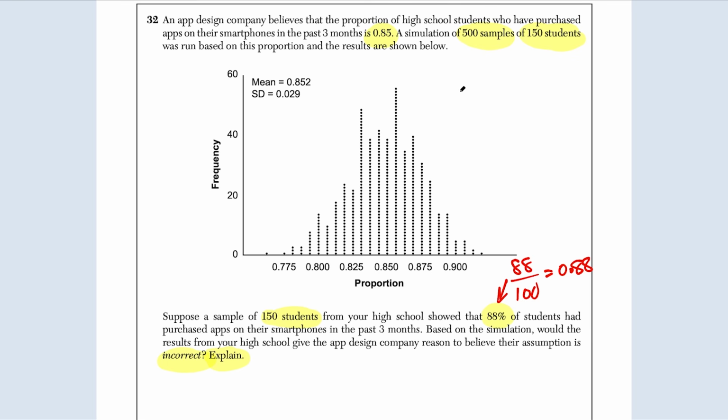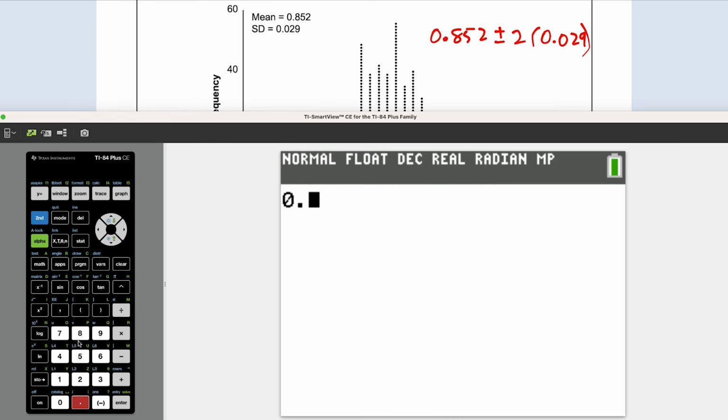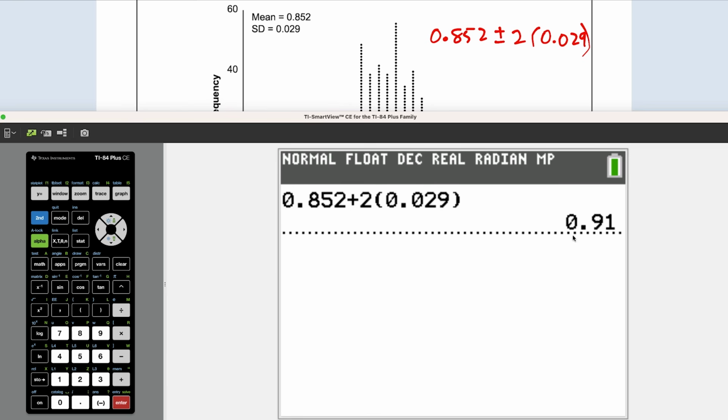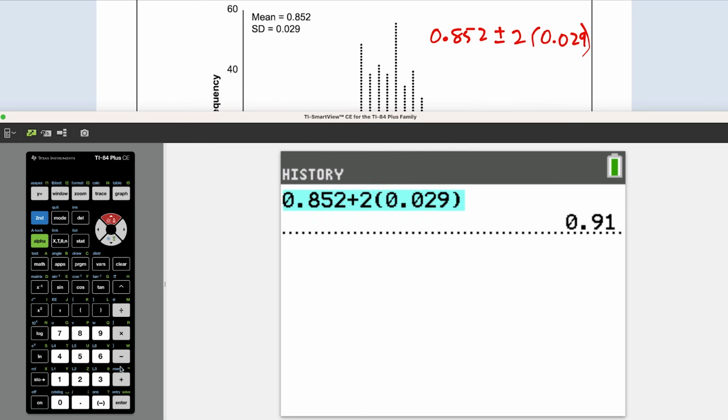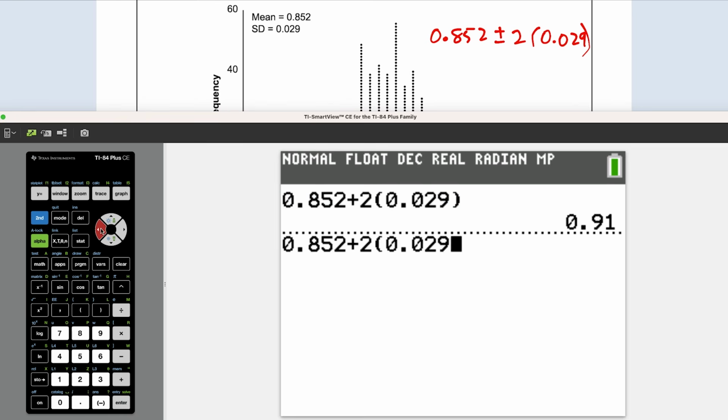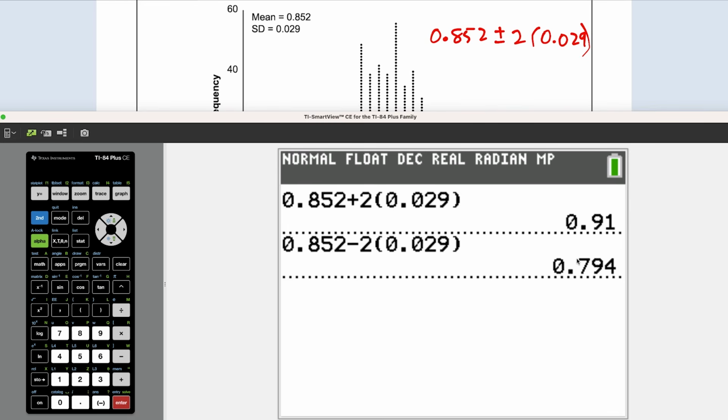Now to calculate our confidence interval, we're going to take the mean, 0.852, and do plus or minus 2 standard deviations, and one standard deviation, they told us, is 0.029. So we have 0.852, and first we'll do plus 2 times the standard deviation 0.029, and we close the parenthesis here. This represents our right endpoint, the end going to the right of our confidence interval. Now I'm going to do minus. I'll go up to this part here and press enter so I don't have to retype everything, go up to the plus and switch it to a minus. Now this represents the other end of our confidence interval.